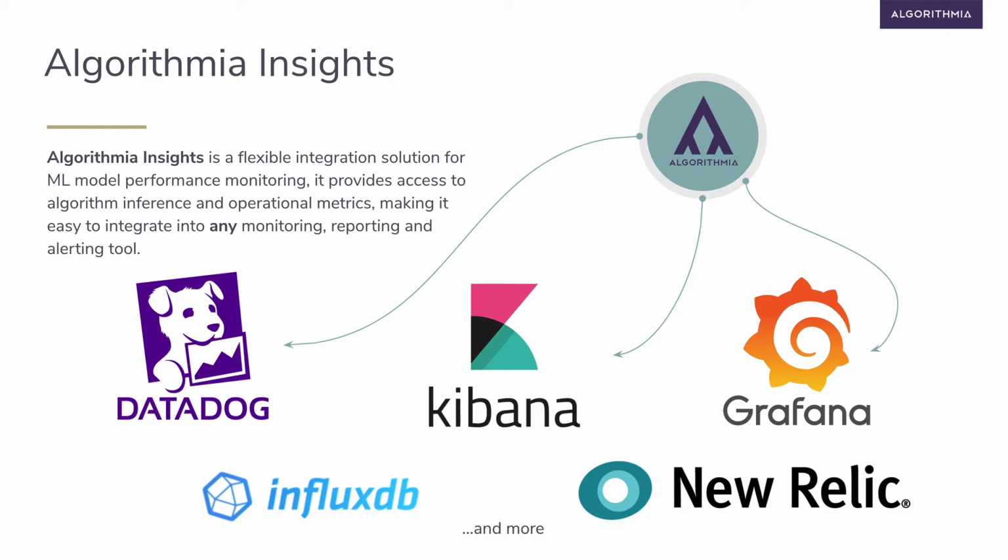Hello and welcome. In this video, we'll walk through the functionality of Algorithmia Insights, which provides a metrics pipeline that you can use to measure the performance of models in production. Insights allows you to integrate Algorithmia with any monitoring and alerting tool so that you can detect things like data drift, concept drift, and variations between model versions and respond to these types of issues in real time.